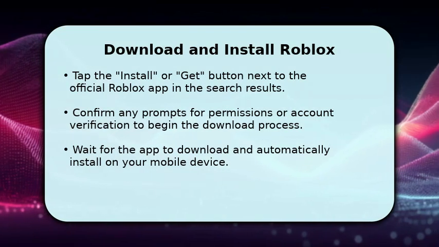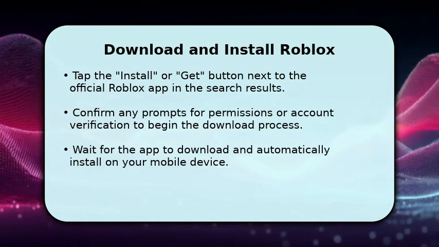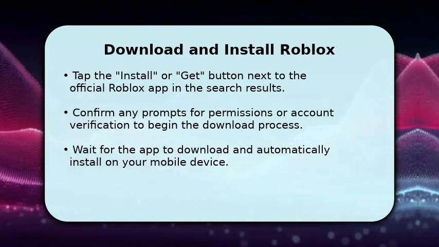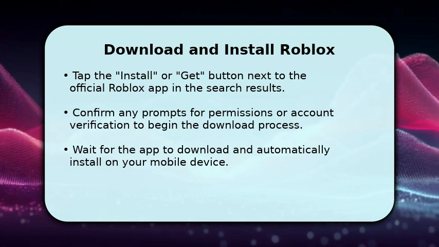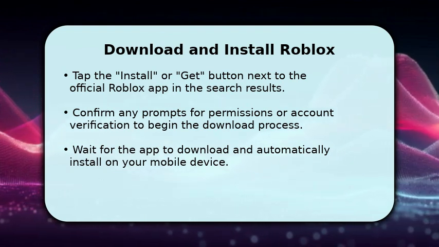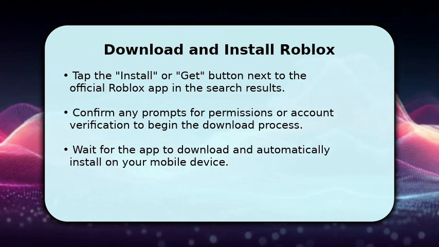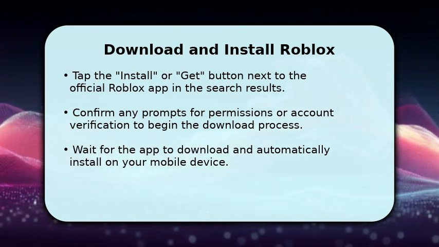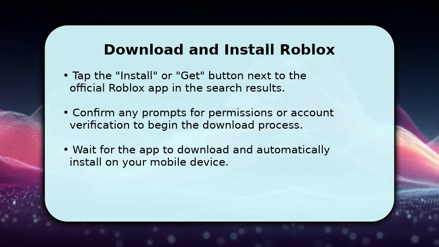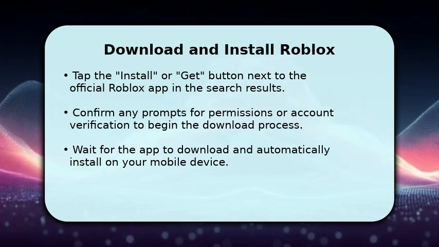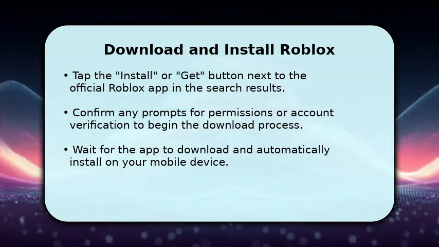Once you've found the official Roblox app, simply tap the Install or Get button. You might be asked to confirm some permissions or verify your account, which is a standard security measure. The app is usually around 200 megabytes in size, so the download time will depend on your internet speed. After it finishes downloading, the installation will happen automatically, preparing the app for its first launch.